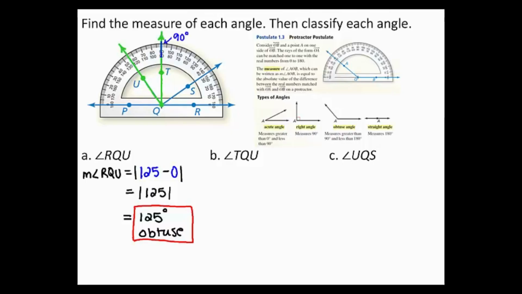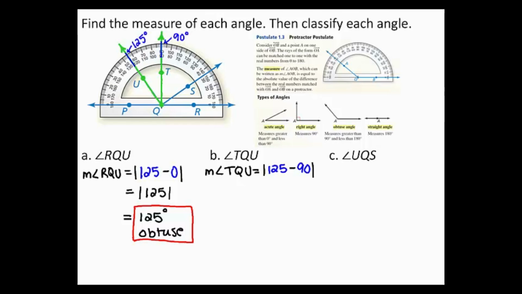In Part B, to find the measure of angle TQU, first locate angle TQU on the diagram. Now, ray QT lines up with 90 degrees on the protractor, and ray QU lines up with 125 degrees on the inner scale of the protractor. So, by the protractor postulate, the measure of angle TQU is equal to the absolute value of 125 minus 90.